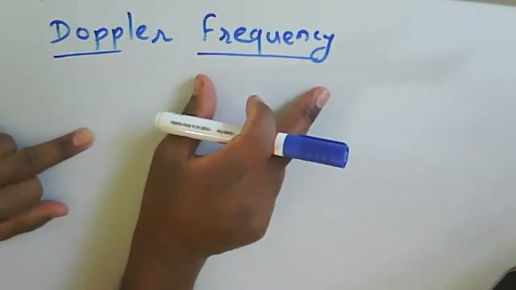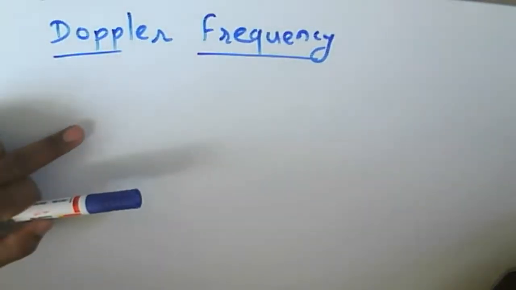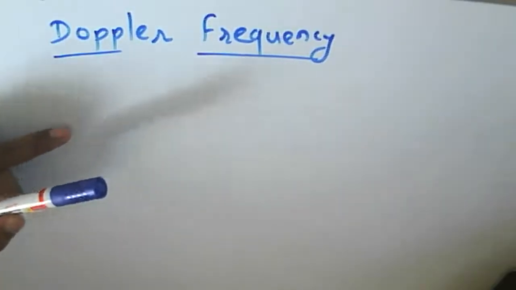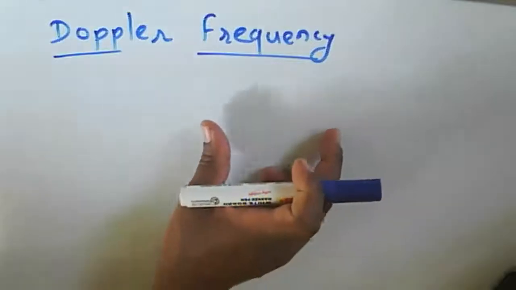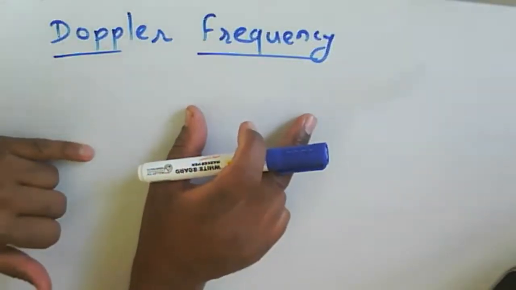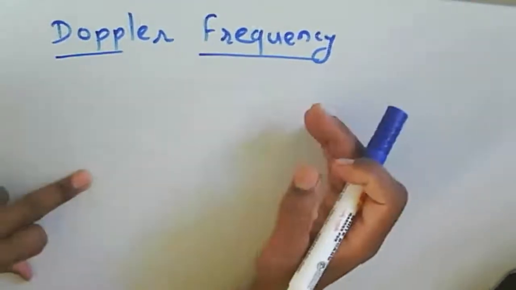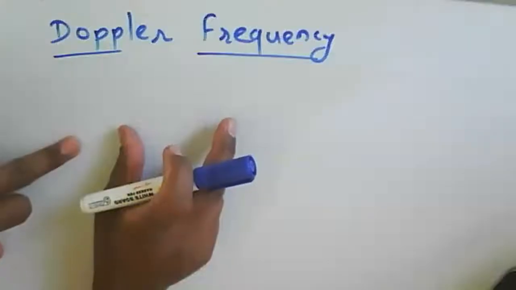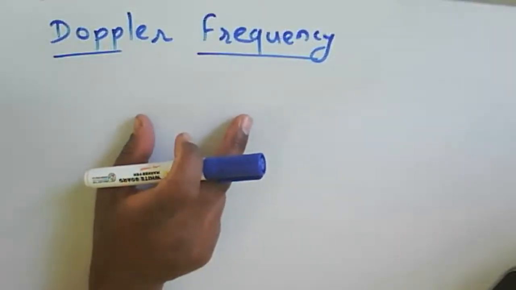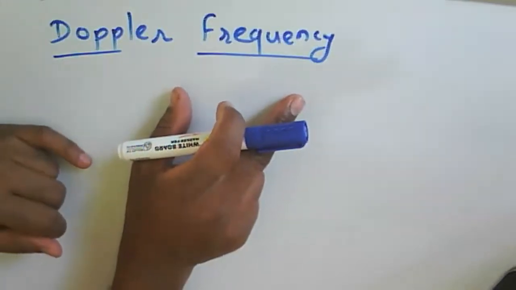For that purpose, we need to understand what the shift in the frequency will be when we receive the echo signal. Based on that shift, we can find out the velocity of the object, whether it is moving toward the radar or moving away from the radar. That can be identified using the shift in the frequency. That frequency shift is called the Doppler shift, which is nothing but the Doppler effect.